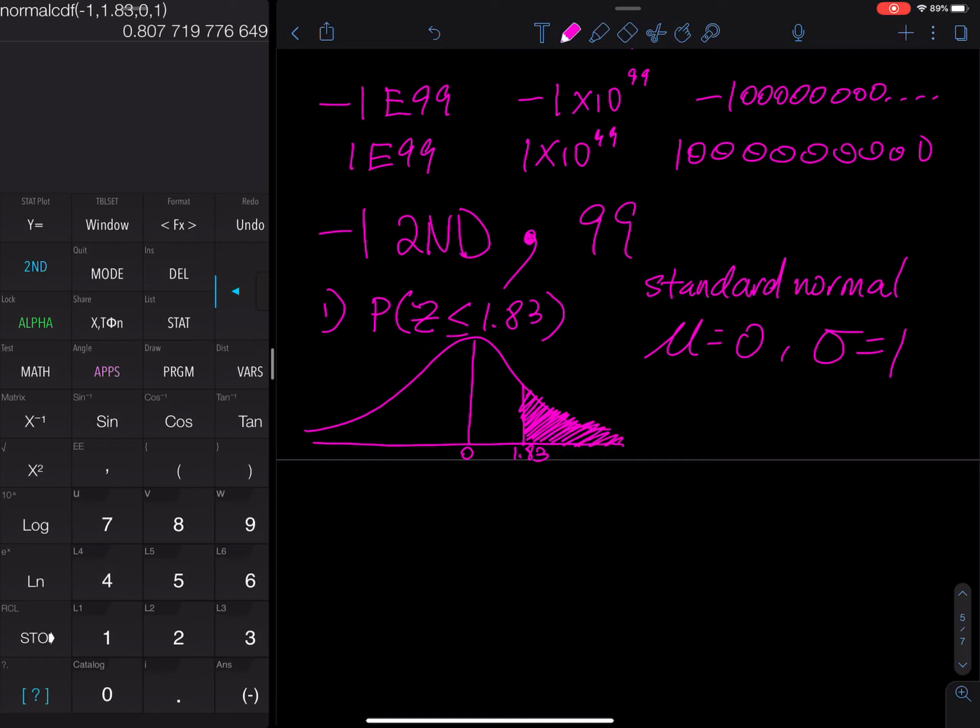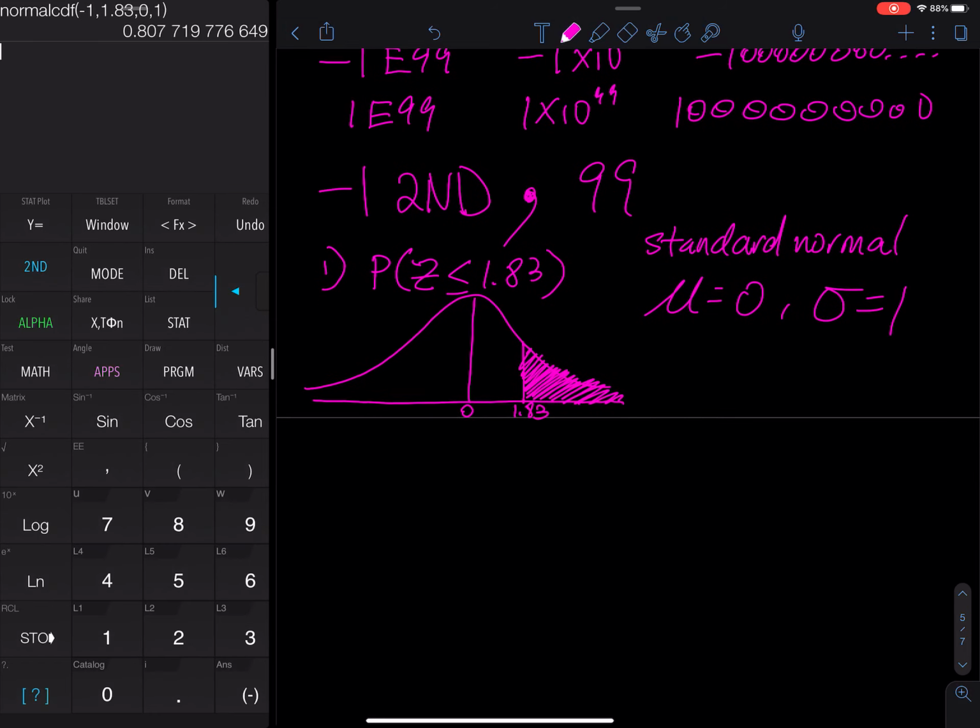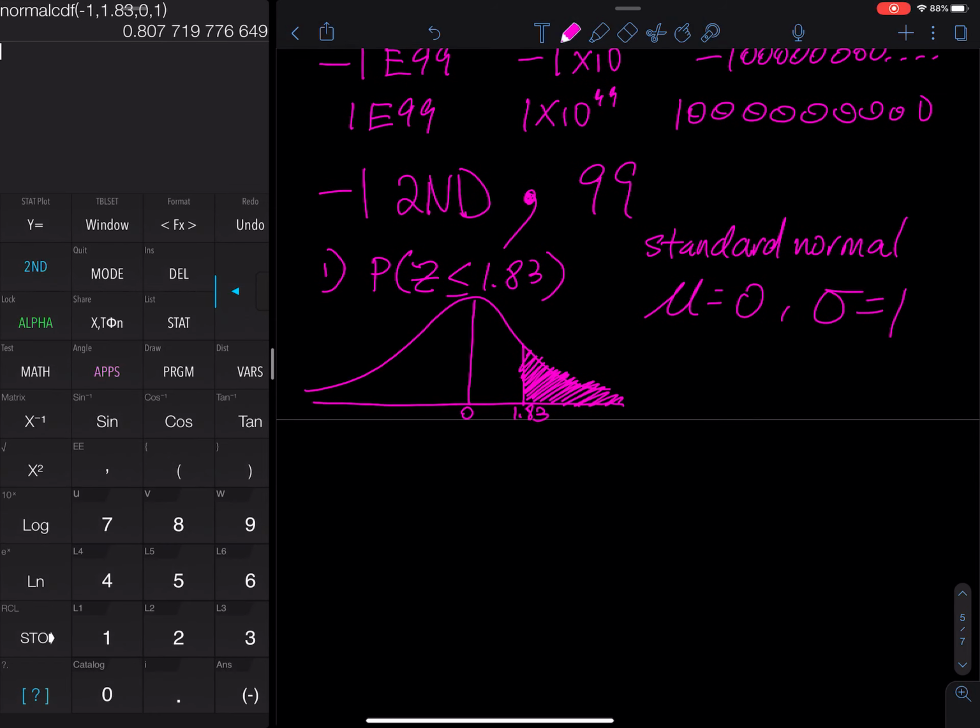And then what is the command? You go to second VARS. Second, and then you type VARS. And then you look for normal CDF. The lower limit is the cut on the left, 1.83. The upper limit is past infinity, which is 1E99. And then the mean is 0. The standard deviation is 1.